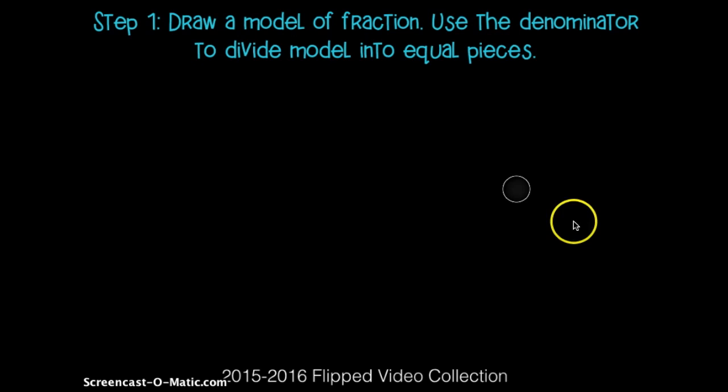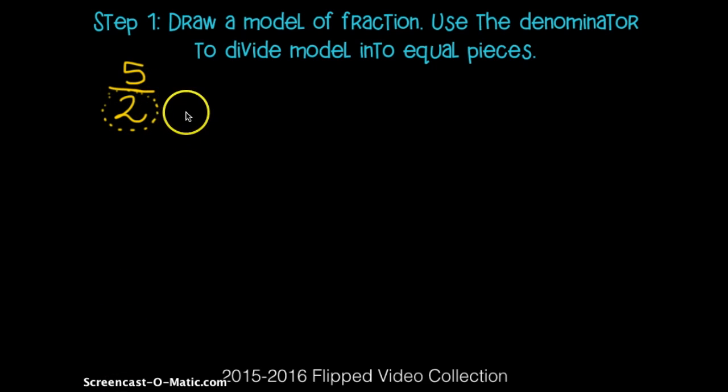Okay, the objective here is to be able to draw a model of your fraction, and in order to do that you need to look at the denominator to divide the model into equal pieces. So if my fraction is 5/2, I'm going to be looking first at the denominator to see how many equal pieces my model is going to show. In this case it's going to be halves, so I'm going to draw a model.